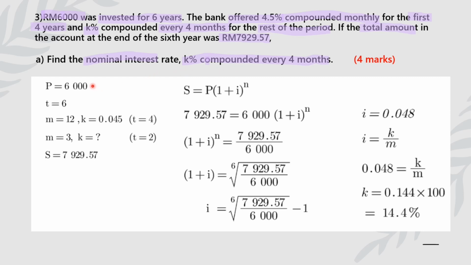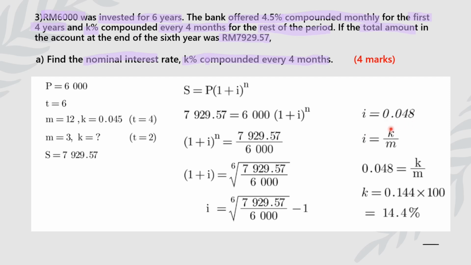So, in this sentence, we actually already got P, T, M, and K for the first 4 years, M for the rest of the period, and we also have S. In this question, we actually use this formula, S equal P, open bracket, 1 plus I, close bracket, to the power of N. So, when we have this formula, we need to fill the formula with this information. As we can see, we don't have I. So, we need to search I first.